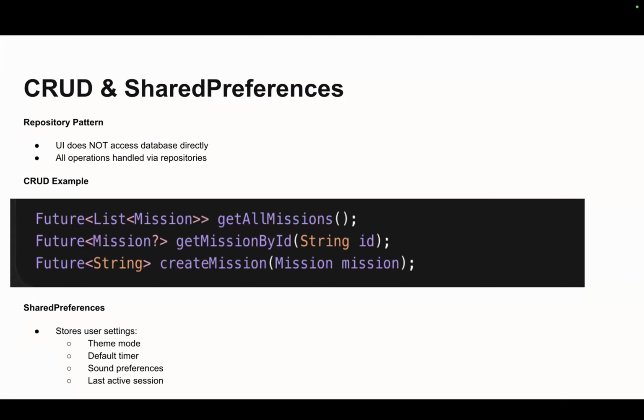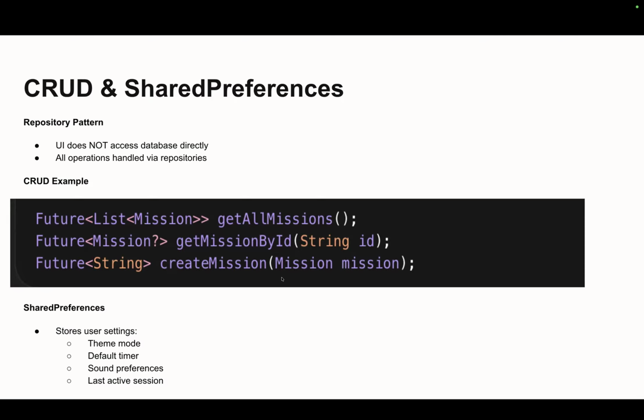Now, let's talk about CRUD and shared preferences. We use the repository pattern to maintain a clean architecture. This ensures that the UI does not directly interact with the database. Talking about the code snippet here, these functions represent CRUD operations such as fetching all missions, retrieving by ID, and creating new missions. This abstraction improves maintainability and testing.